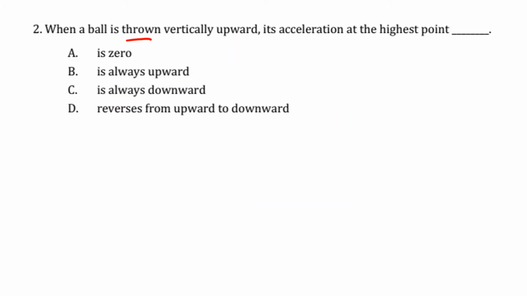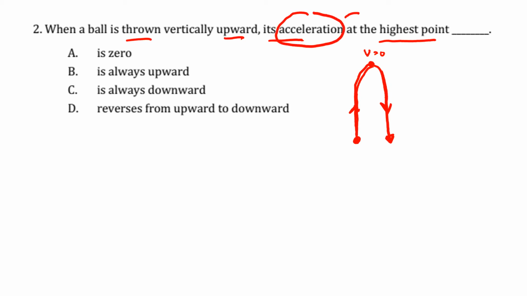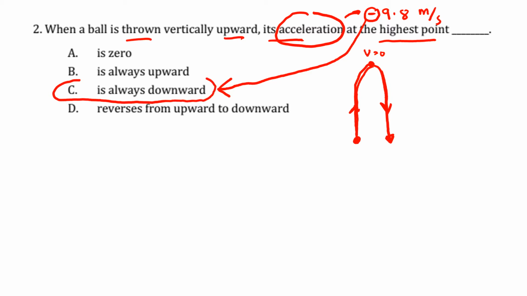When a ball is thrown vertically upward, its acceleration at the highest point is... So when we throw an object, as it goes up it slows down, and when it reaches this point, the velocity is equal to 0, and then it starts going down. But this is something we need to take note of: along the path of the ball, whether it goes up or down, the acceleration is always negative 9.8 meters per second squared, and the negative sign tells us that the object is always accelerating downward, and therefore the answer to this question is letter C.